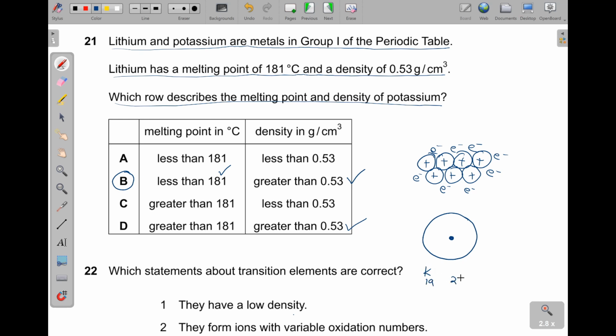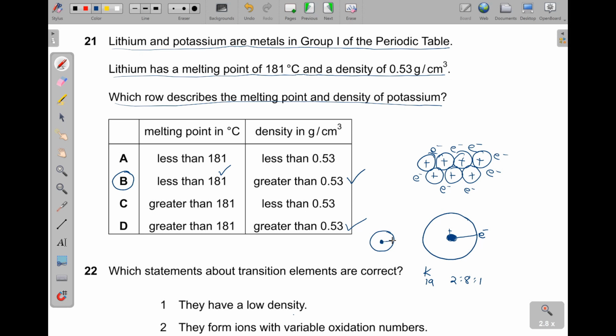It is in position 19. That is 2, 8, 8, 1. So this electron here in the outermost, remember, the metallic bond here is the attraction between the delocalized electron and the positively charged ions. But now the attraction is due to the nucleus, which has the positively charged protons. But now you can see that the distance here is bigger compared to lithium, which is very small.